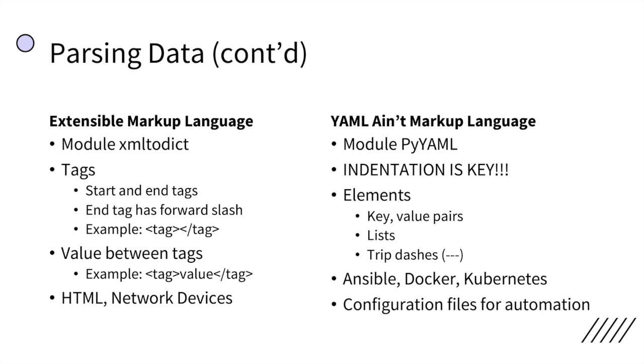Python YAML is very easy to read. It's very easy to write. There's not a lot of syntax rules to it, but it is all about indentation. What is indented first? What's indented second? Biggest use cases for YAML is Ansible. All of your configuration files, your host variable files are all written in YAML.